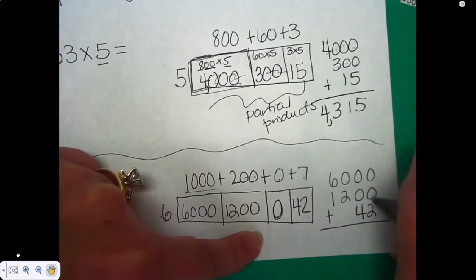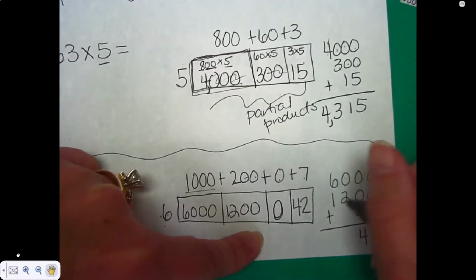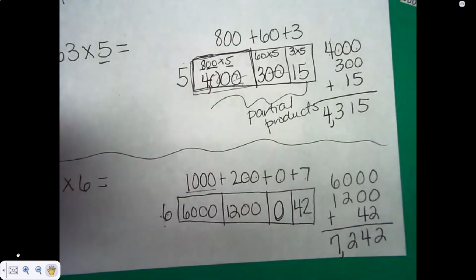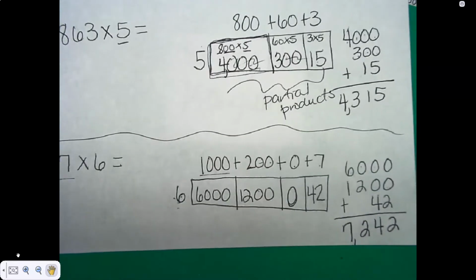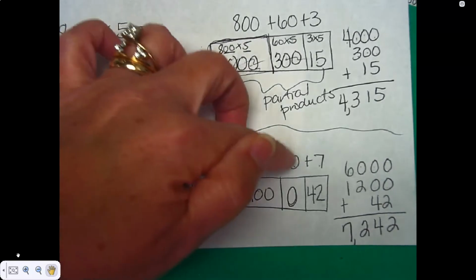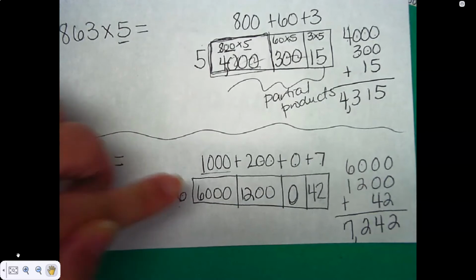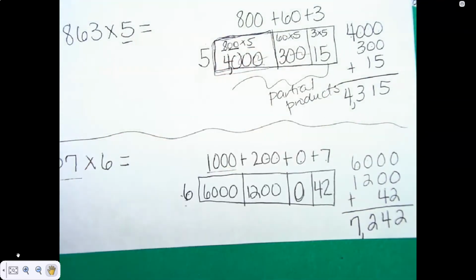Now I'm going to add: 0 plus 0 plus 2 is 2. 0 plus 0 plus 4 is 4. 0 plus 2 is 2. And 6 plus 1 is 7. So I have the answer 7,242. So I know area model is a little different from the traditional model, which we will get to later. But as for now, I want you to practice the area model. Again, it's very simple. Write your biggest number in expanded form. Multiply each part of it by the other factor, and then that will give you each of these partial products, and then you can add them together.